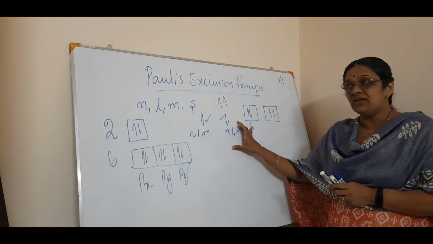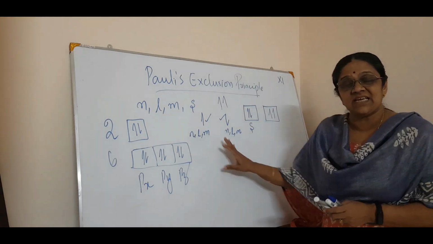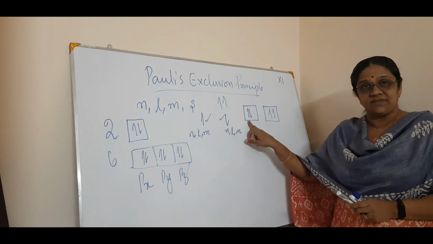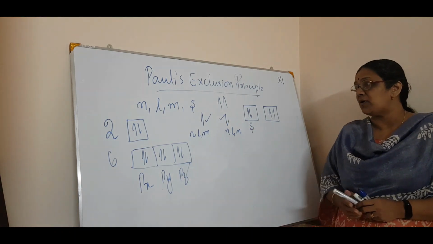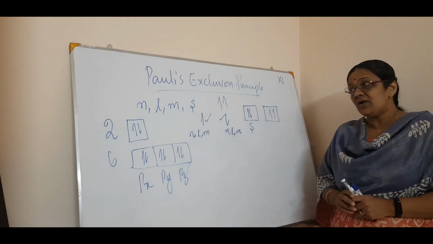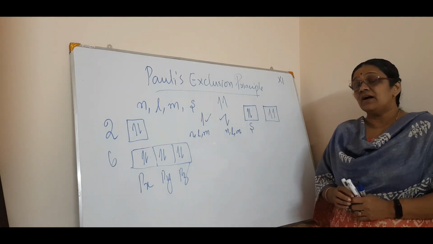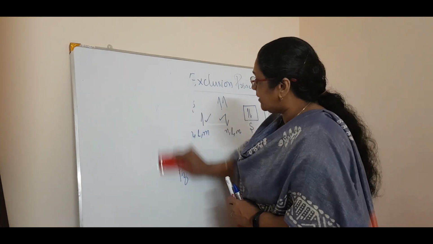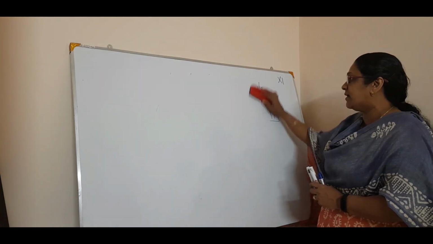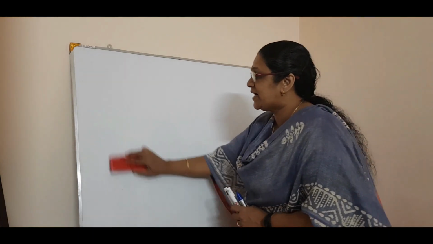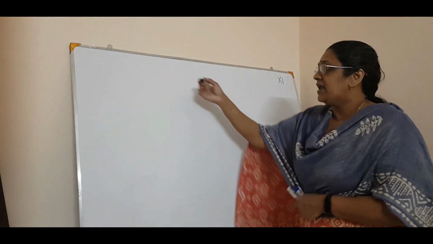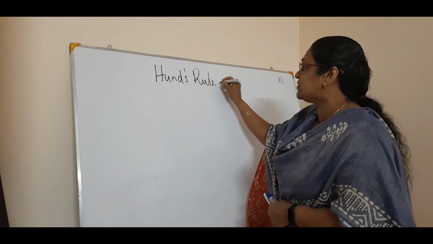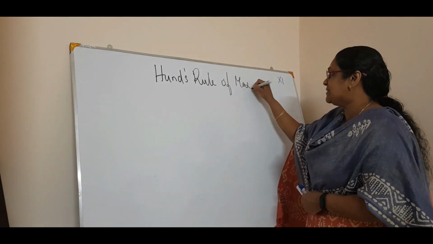Okay, so you got it. So what is Pauli's exclusion principle? It says that no 2 electrons can have all 4 quantum numbers the same. So that is what is called Pauli's exclusion principle. Now we will come to the third, which is called Hund's rule of maximum multiplicity. On these 3 principles or rules put together, you will write the filling of the atomic orbitals. Now the third is Hund's rule of maximum multiplicity.